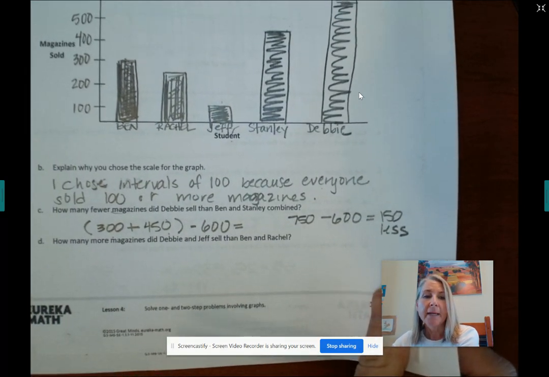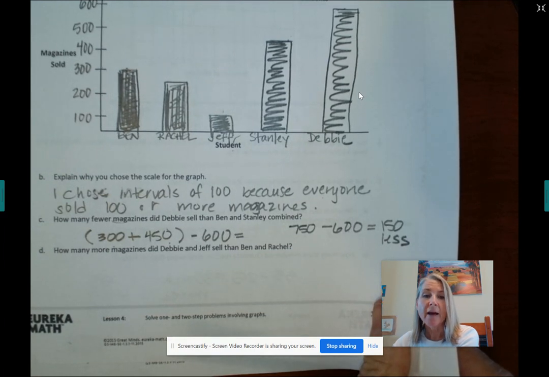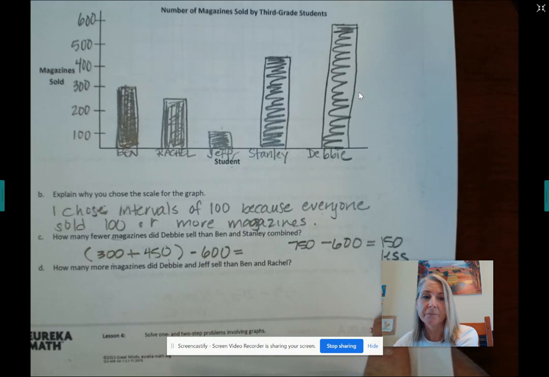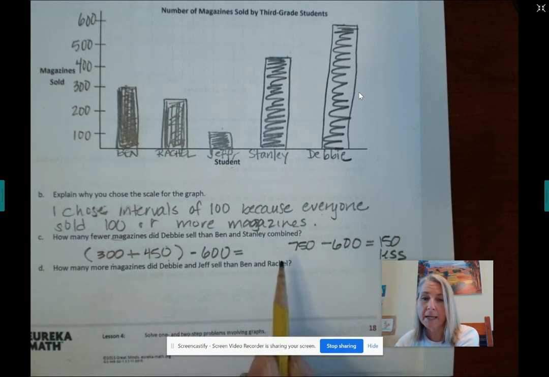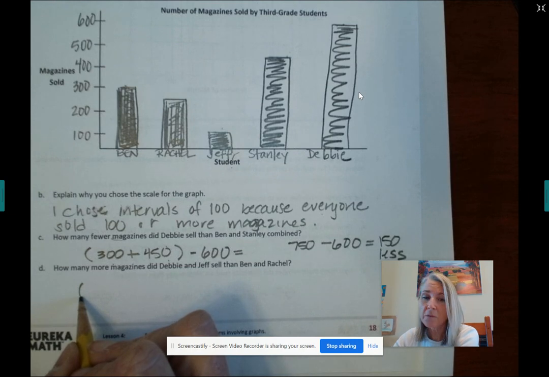How many more magazines did Debbie and Jeff sell than Ben and Rachel? So how many more magazines? This is telling us that they're going to have a bigger amount than Ben and Rachel. Okay, so we're going to add these two first. Then we're going to subtract whatever these two total. So a nice way to organize this again is with parenthesis work.